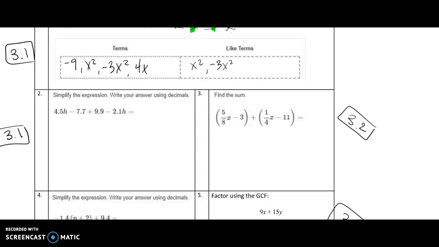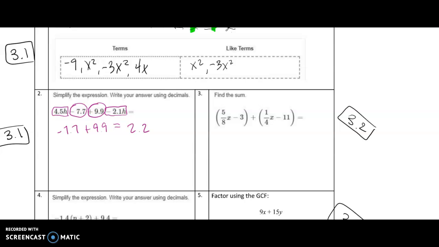For number 2, this is also 3.1. This is when we box and circle. Everything with an H is boxed and everything without an H is circled. Now that we boxed and circled, we are going to combine like terms. So we have negative 7.7 plus 9.9. These are different signs, so we subtract. 9.9 minus 7.7 is 2.2.